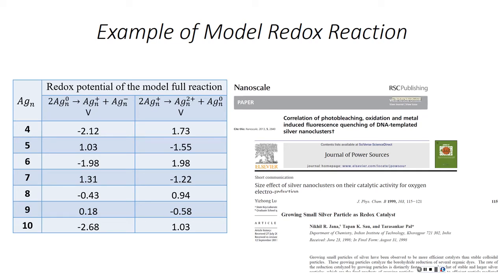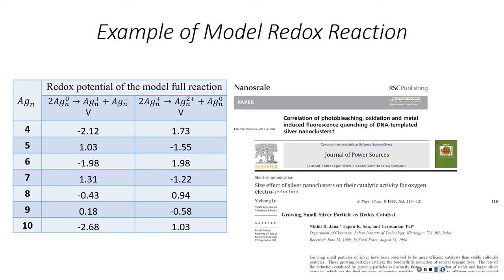But that overall potential is 1.73, 1.9 and increasing, and with increasing size it goes down, getting smaller and smaller. This is significant: from 1.78 to 1.03 volts, which is around a 50% change, even though the size only increases from 6 to 10.